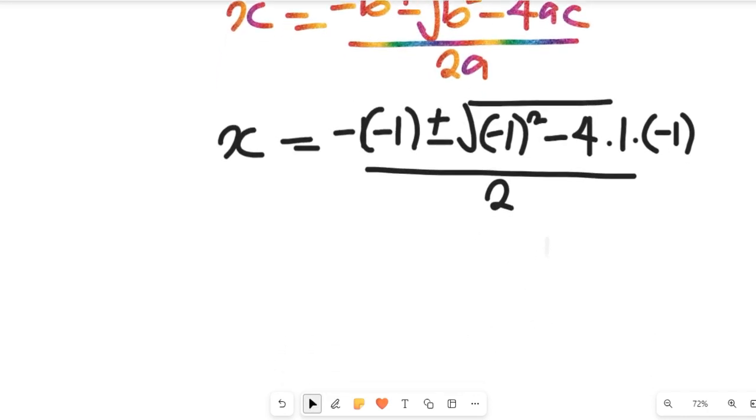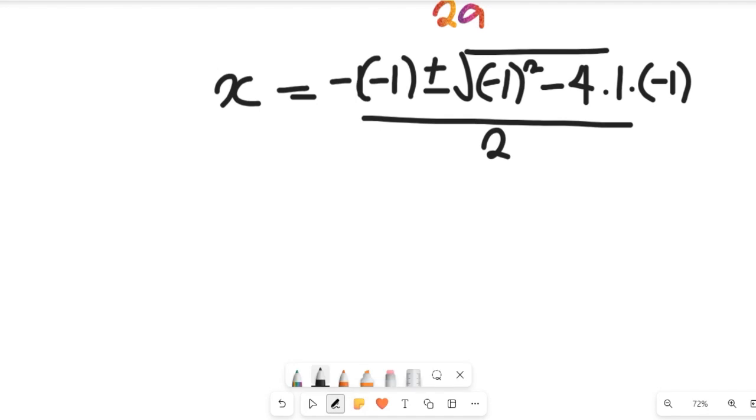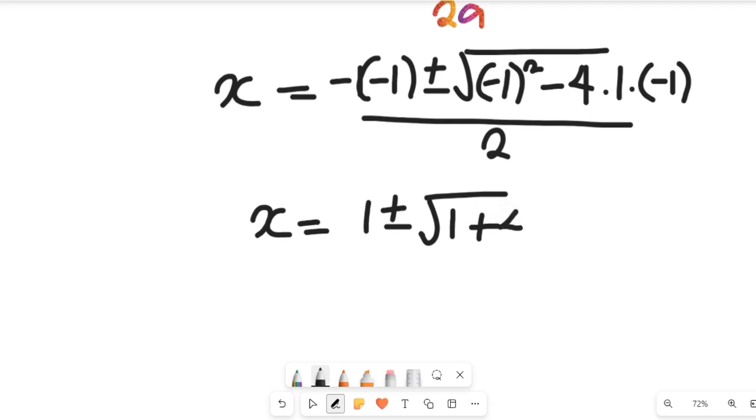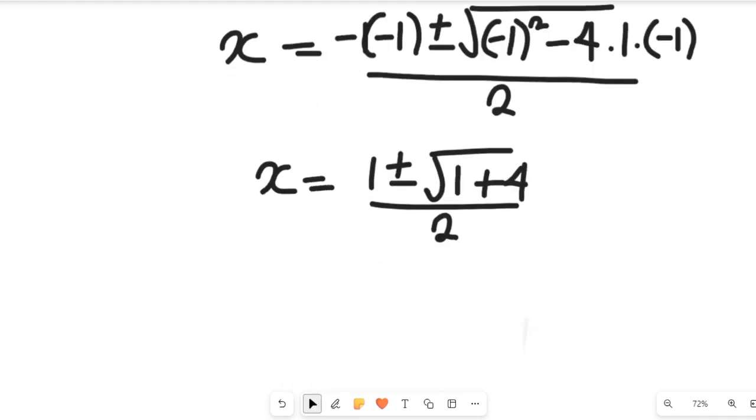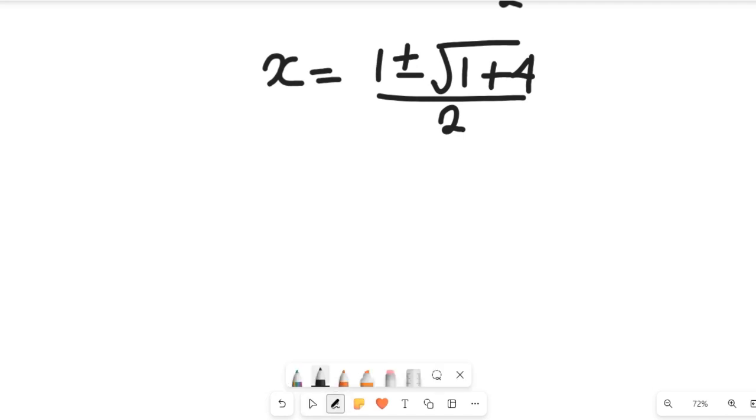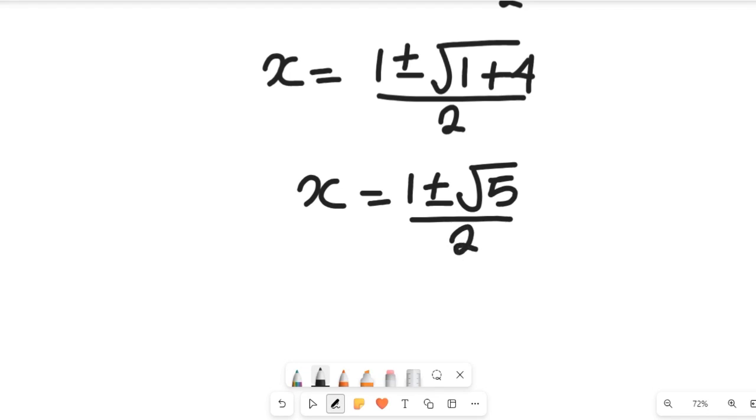Great. Now let's simplify this. If we simplify this, we'll have x equal to 1 plus or minus the square root of 1 plus minus times minus, minus 4 times minus 1 will give us plus, and that will give us 4. And all this will be divided by 2. Great. Now if we simplify that, we'll have x equal to 1 plus or minus the square root of 5, and this will be divided by 2.